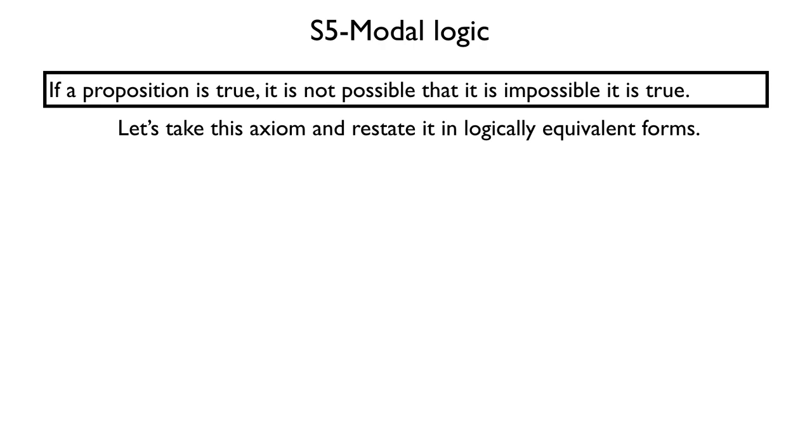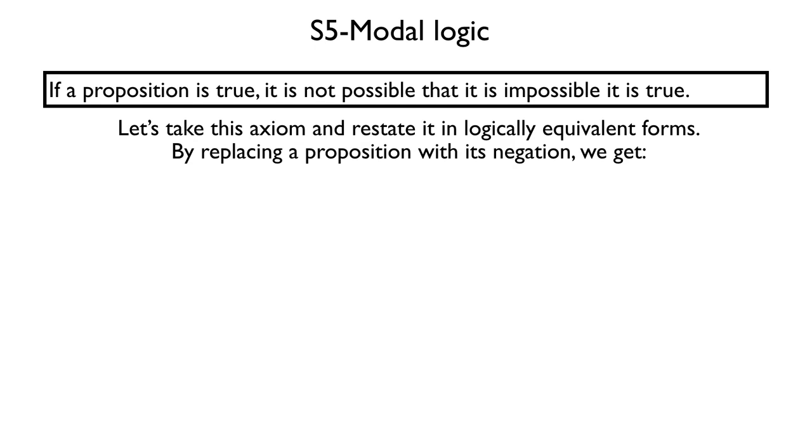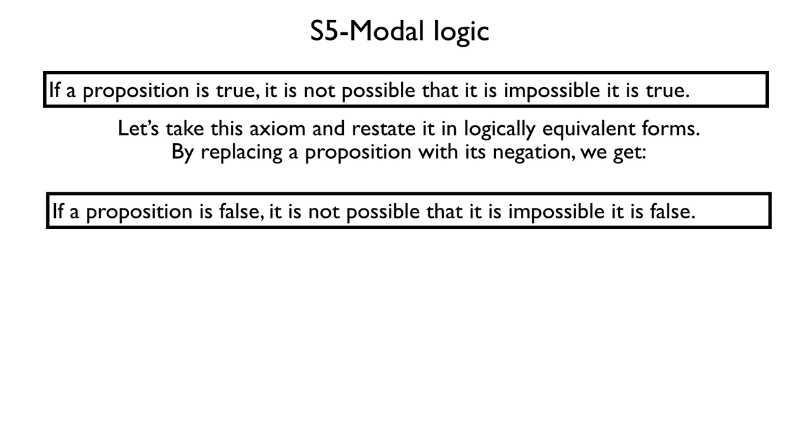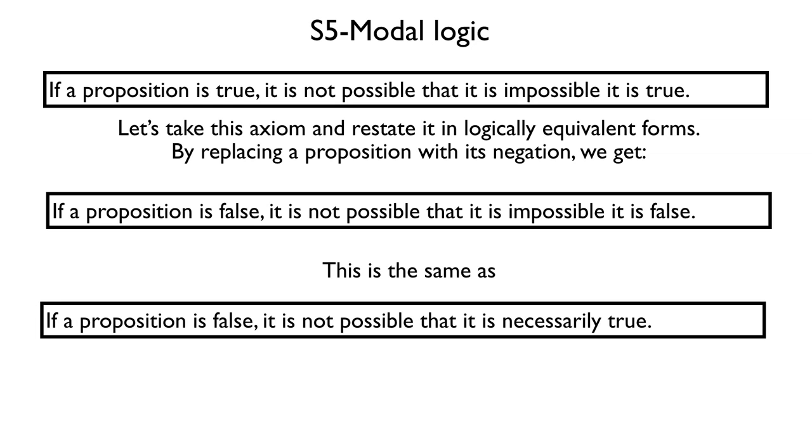Let's take this axiom and restate it in logically equivalent forms. To begin with, we'll replace a proposition with its negation. So this becomes, if a proposition is false, then it is not possible that it is impossible that proposition is false. Okay, so saying that it is impossible a proposition is false is the same thing as saying it's necessarily true. So this is the same thing as saying if a proposition is false, it is not possible that that proposition is necessarily true. Well, that makes sense. If a proposition is false, then it is not possible that proposition is necessarily true.